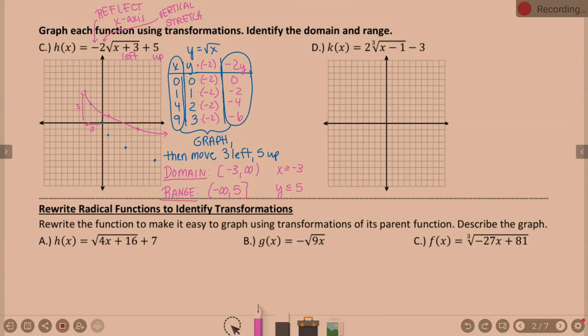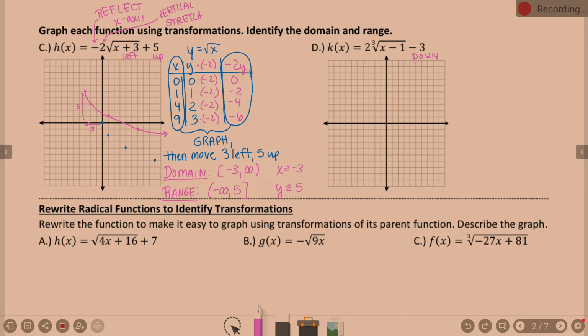Up in lesson 5.3, and we are ready to talk about example D. As we look at example D, k of x equals 2 times the cube root of x minus 1, minus 3. Thoughts here? We're going to go down, doing the cube root graph. So I heard two things there. One, I heard that we are going to be moving down 3. And then when we start talking about our XY chart, we have to recognize that this is a cube root graph, right? So pay attention to that. What else you got?